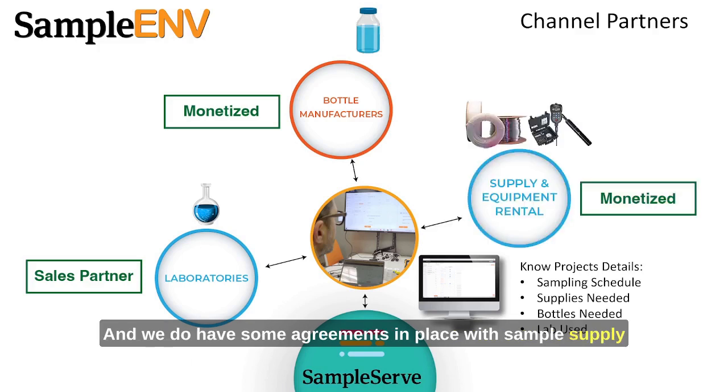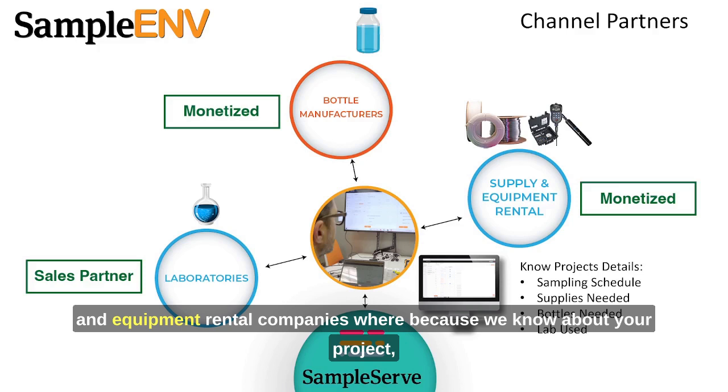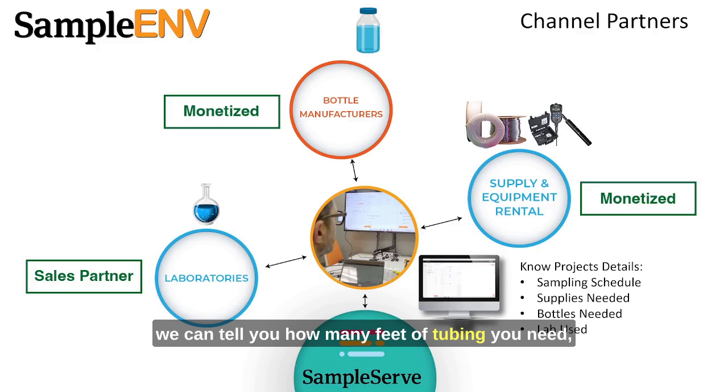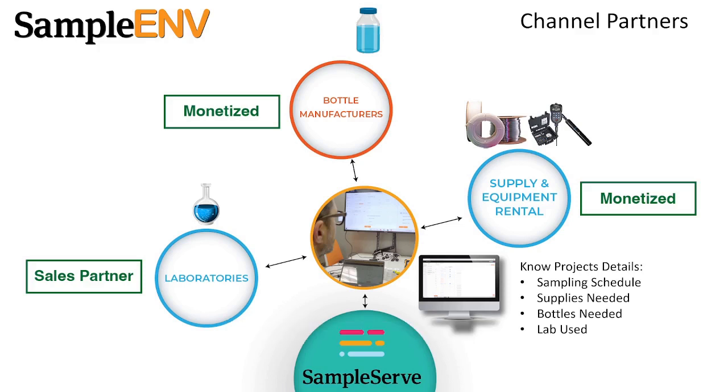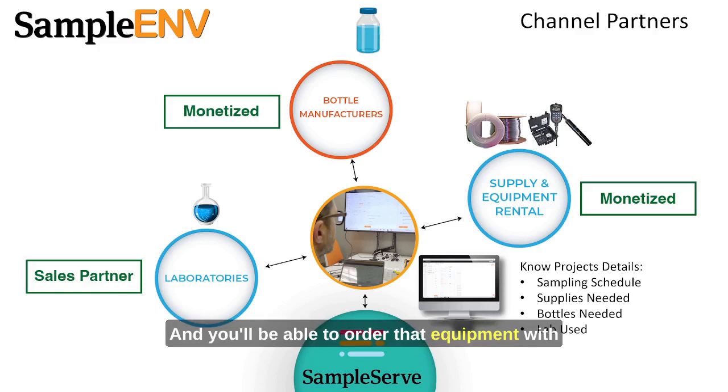And we do have some agreements in place with sample supply and equipment rental companies where, because we know about your project, we can tell you how many feet of tubing you need, how many filters you need, whether you're going to need a meter or a pump or maybe both. And you'll be able to order that equipment with one click through our platform. It sends the order to the equipment supply rental company, and then they can fulfill the order, and we actually get a percentage of the revenue from that sale through the platform. So that's kind of some channel partners and how we actually monetize the free use of the first part of these things, along with selling our graphics and reports at the end.